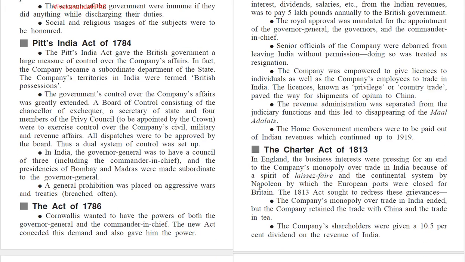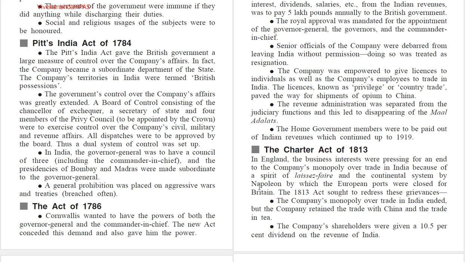Then came the Pitt's India Act of 1784. Now it further provided for the regulation over the East India Company. So what was happening?